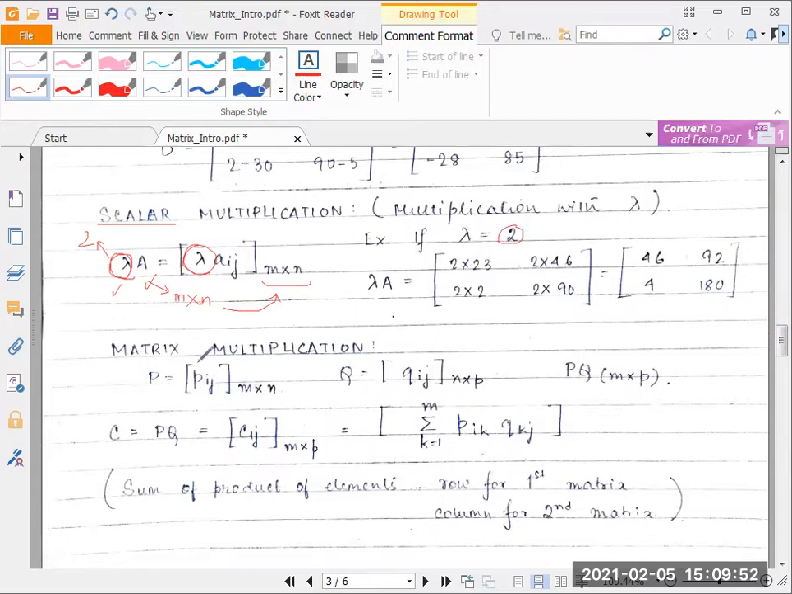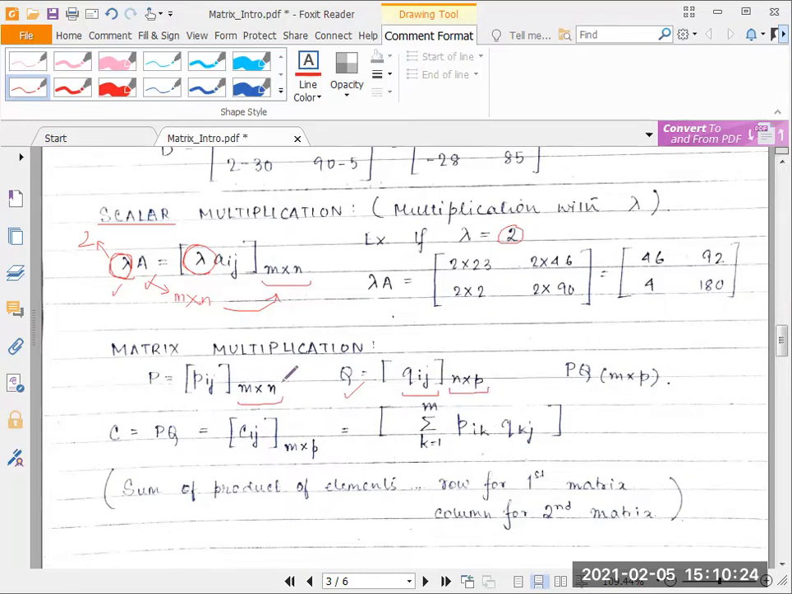So let's say I have a matrix P, which is represented by Pij, where i represents the row of that particular element and j represents the column of that particular element. And let's suppose M cross N is the dimension of the P matrix. Suppose I have another matrix, Q, whose elements are represented by Qij, where again i is the row and j is the column of that particular element, and we have dimension N cross P.